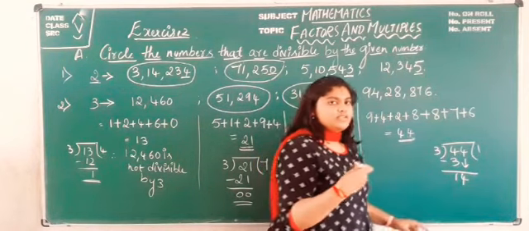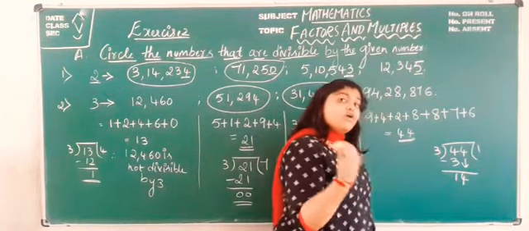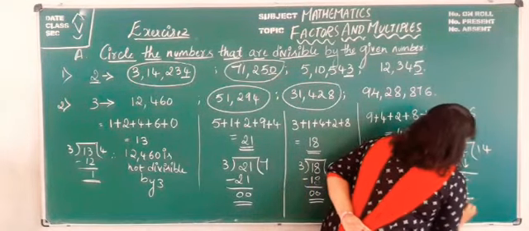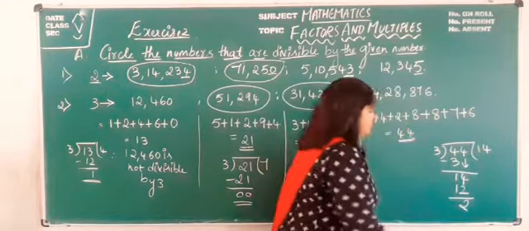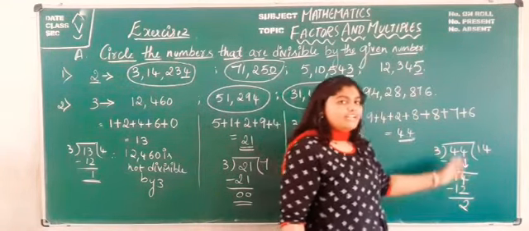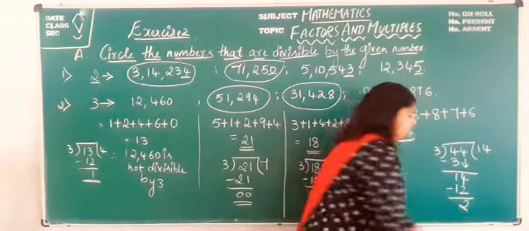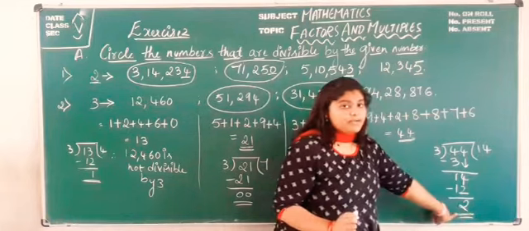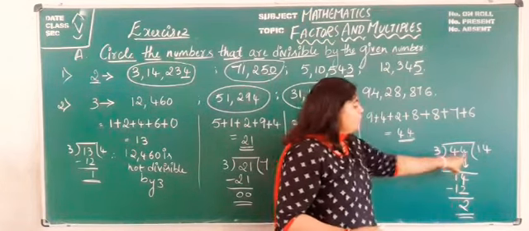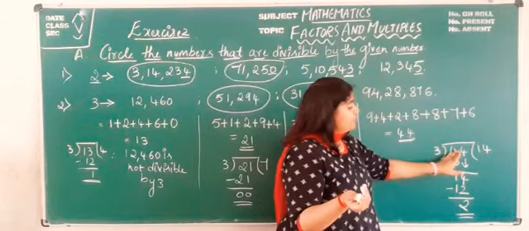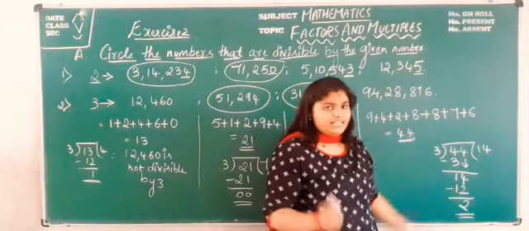No. So which is the nearest number? Yes, 3 fours is 12. So now 2 is remaining. Whether 2 is divisible by 3? No. We'll get a decimal point, so we'll stop here. So we got 2 as the remainder when we divided 44 by 3.